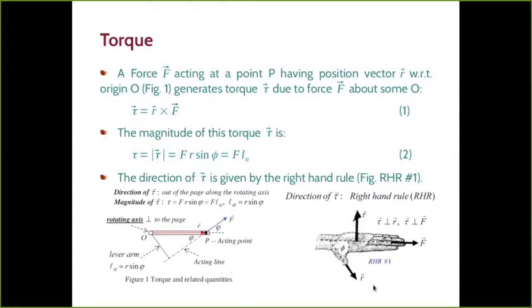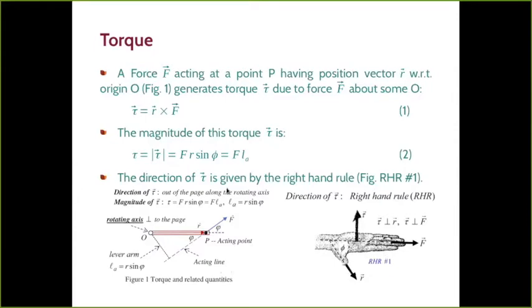So if you look at this, what we have done is we have taken the first vector, which is r, and placed it along our right hand, and the second vector F is placed along the other fingers of the right hand. Then the third vector, which is tau, the cross product of r and F, is pointing exactly outwards from our palm.